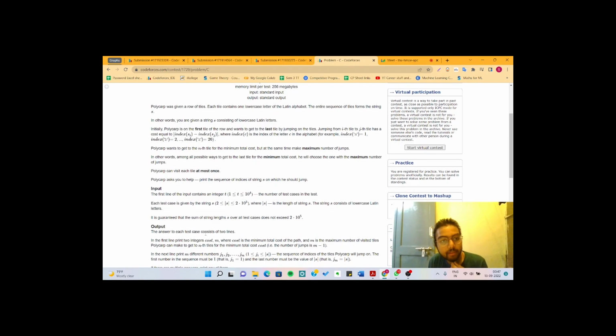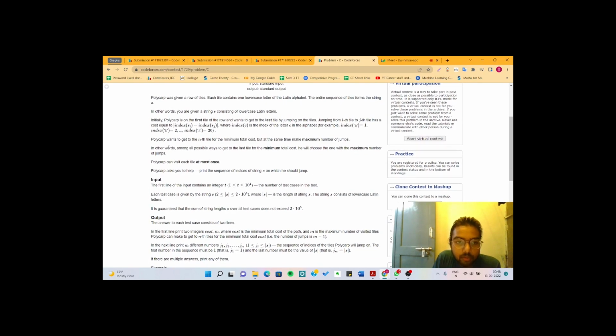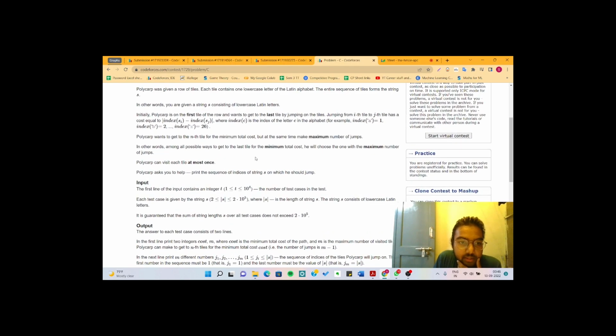And the cost of jumping from the ith index to the jth index is given by index si minus index sj, where index c is the index of the letter in the alphabet, like index a is 1, b is 2, and so on. So we can read this question, and one more point is we can visit each tile at most once. Now, what do we have to find?